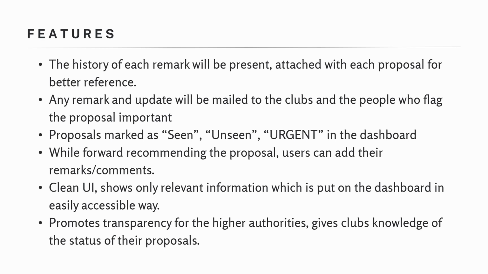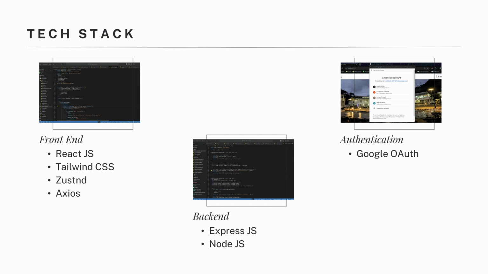We have a clean and user-friendly UI which shows only relevant information, which is put on the dashboard in an easily accessible way. Our web application also promotes transparency for the higher authorities, which gives clubs the knowledge of the status of their proposals. Coming to the tech stack, we have developed our web application using the MERN stack, in which the front end has been developed using React, Tailwind, Zustand, and Axios. The backend has been developed using Express.js and Node.js, while the authentication has been taken care of by Google OAuth.